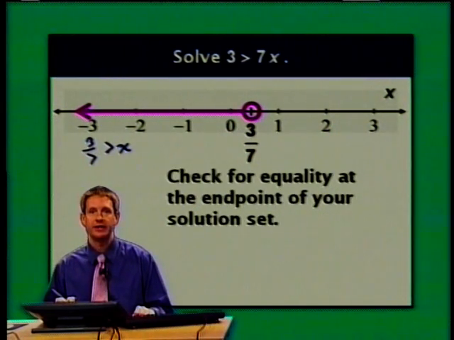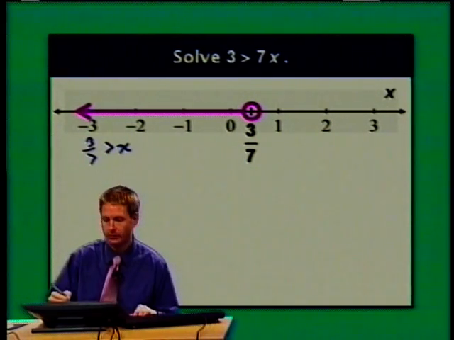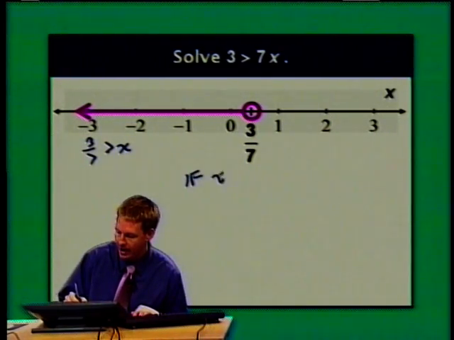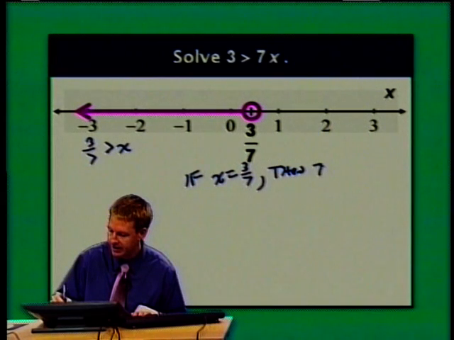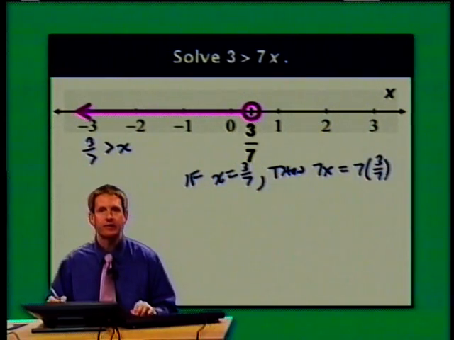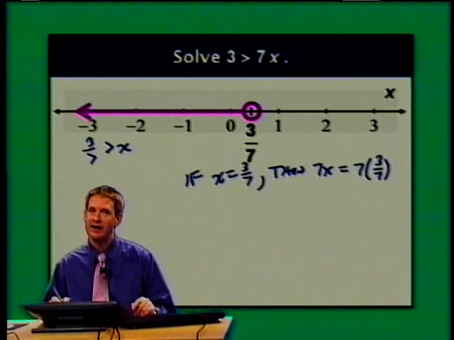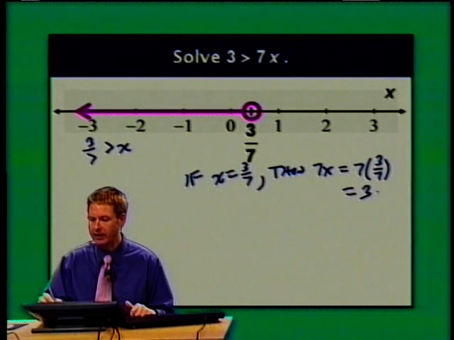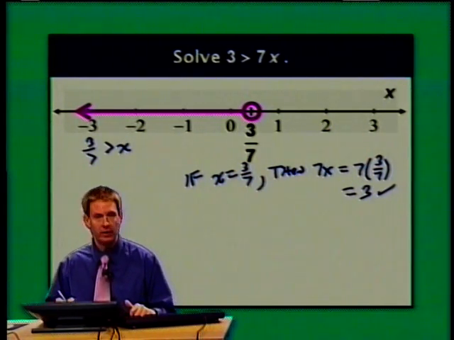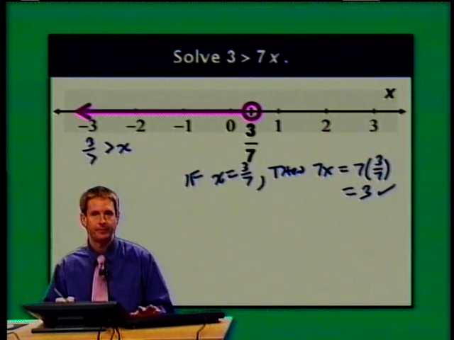The first thing I need to check is for equality at the endpoint of my solution set. So if x equals 3/7, the variable expression, which is 7x, equals 7 times 3/7. 7 goes into 7 one time. 1 times 3 is 3. Both sides of the inequality are 3 when x is at our endpoint. So this check is satisfied.